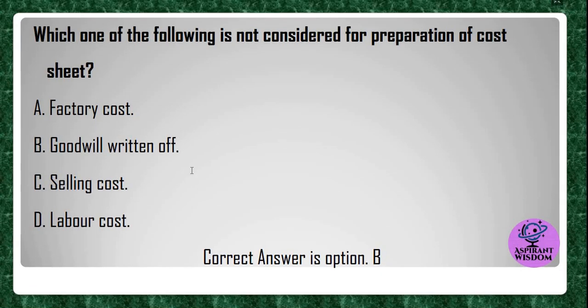Which one of the following is not considered for preparation of cost sheet? A. Factory cost, B. Goodwill written off, C. Selling cost, D. Labor cost. Correct answer is option B.